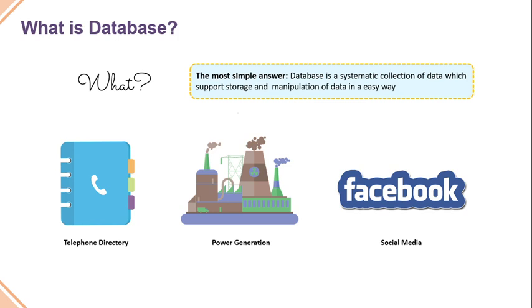Now, what is a database? A database is a systematic collection of data which supports storage and manipulation of data in an easy way. To put it simply, databases are collections of data that allow you to store data in a way that it's easy for you to query them, to get information out of the stored data and store some relationships between those data. Databases can store data about various different kinds of fields. So you can store data about something as simple as a telephone directory to something as complicated as an entire social media network.